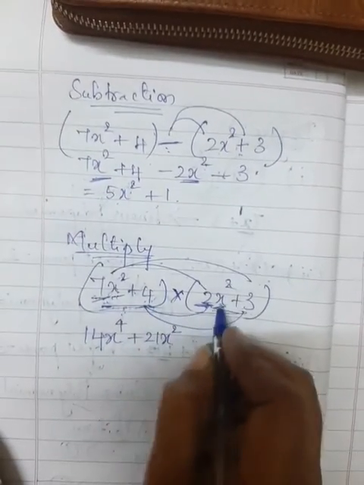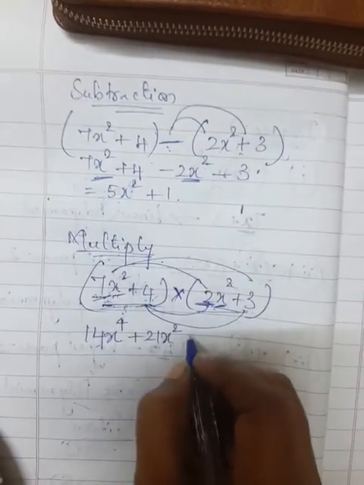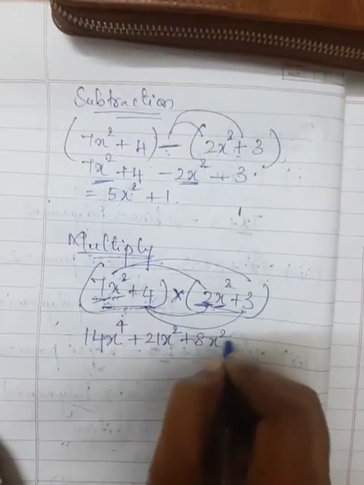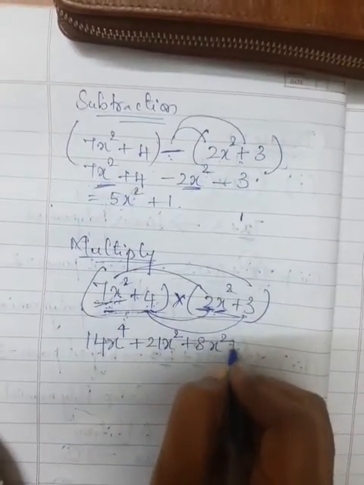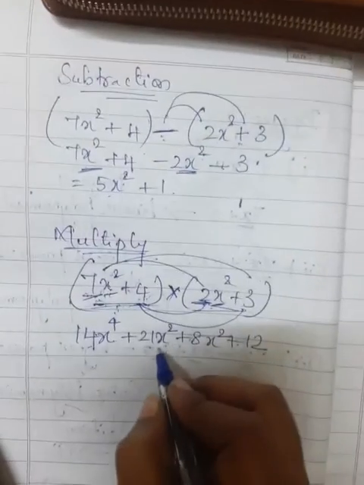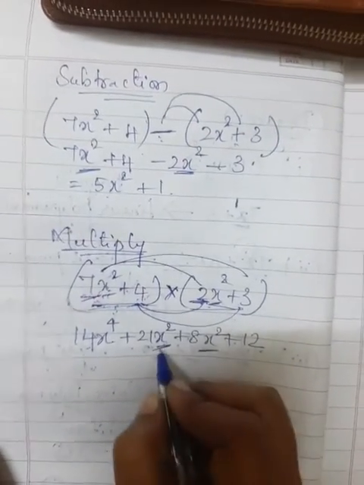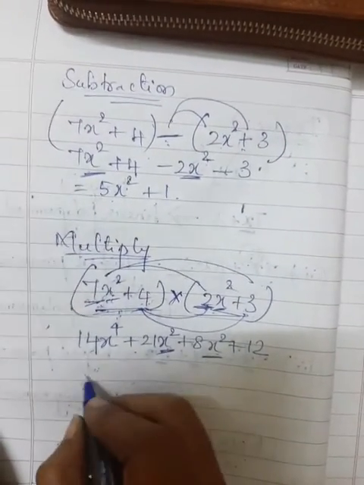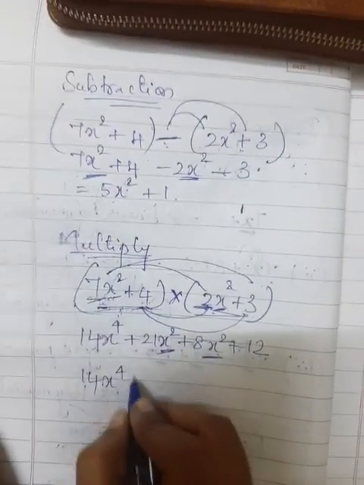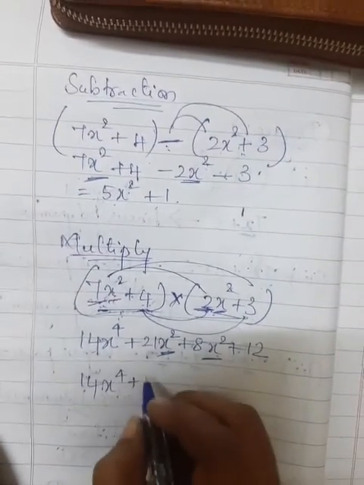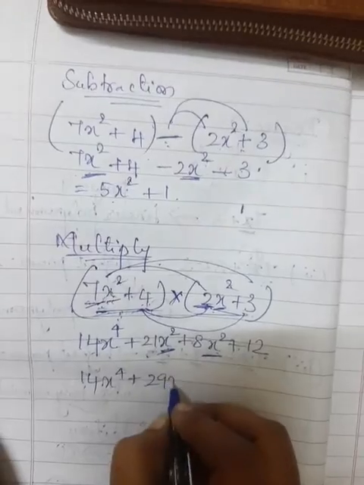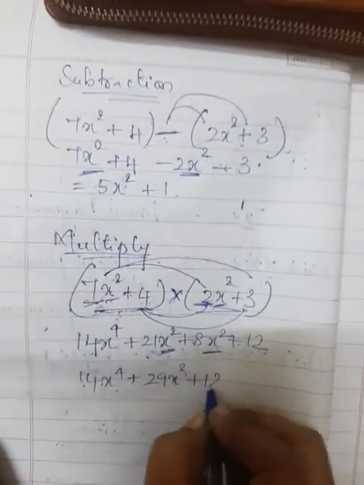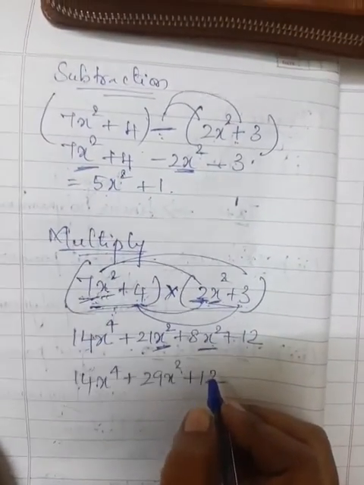Now take this 4 and multiply with this 2x square. 4 into 2x square is 8x square. Plus 4 into 3 is plus 12. Now see here, add these x square like terms. So it is 14x power 4 plus 21x square plus 8x square is 29x square, plus 12. This is the answer.